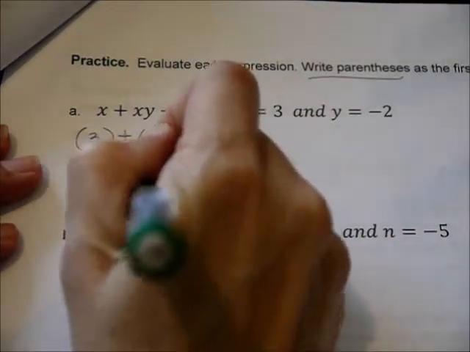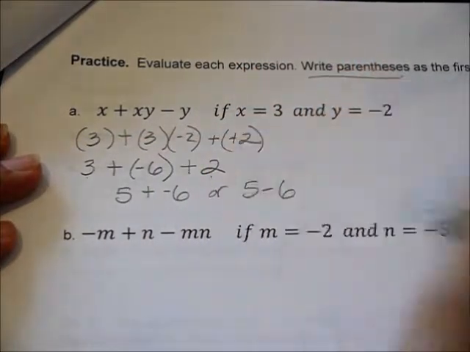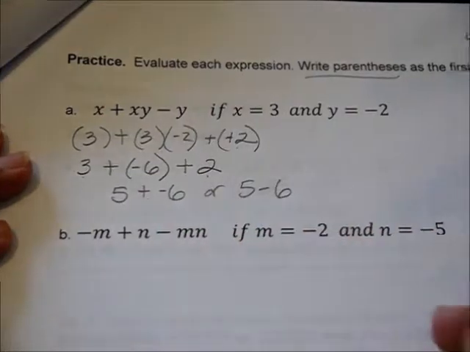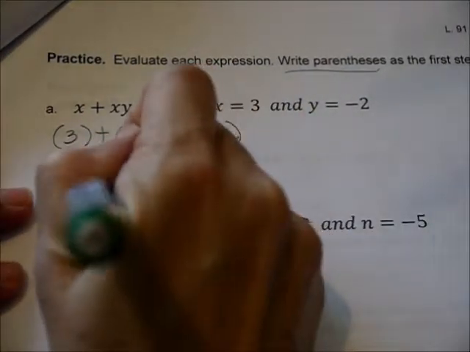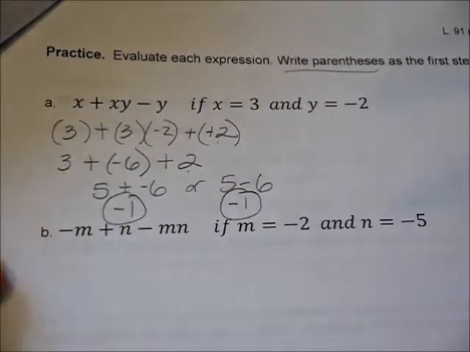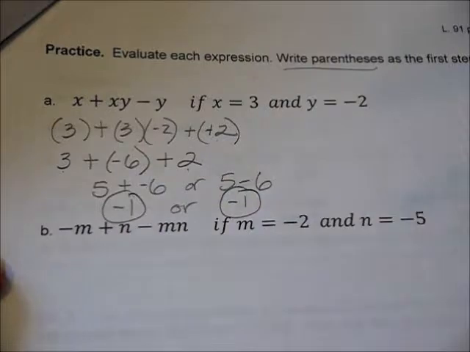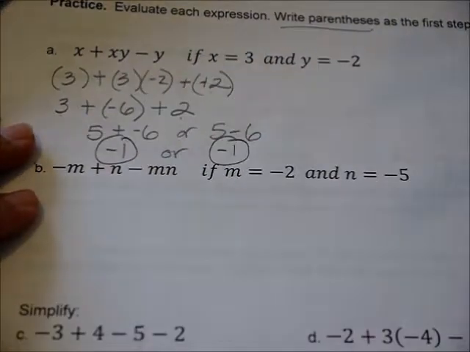So I'm going to say 5 plus negative 6 or 5 minus 6. These are the same thing. Okay, that's a negative 1 or a negative 1 because 6 wins the sign game. Okay, so your answer is negative 1 or negative 1. I'm just showing you 2 different methods.